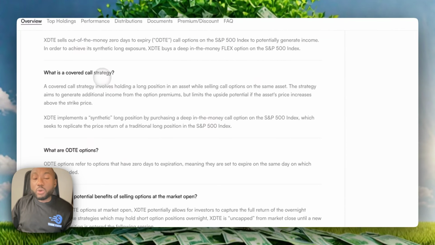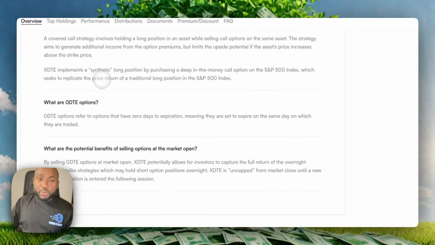Now, what is a covered call strategy? A covered call strategy involves holding a long position in an asset while selling call options on the same asset. The strategy aims to generate additional income from the option premium, but limits the upside potential if the asset's price increases above the strike price. XDTE implements a synthetic long position by purchasing deep in the money call options on the S&P 500 index, which seeks to replicate the price return of a traditional long position on the S&P 500.